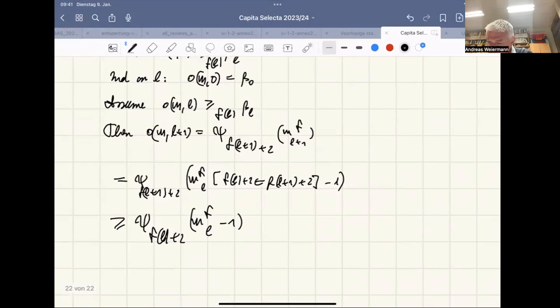Now, what happens if this number is equal to this number? Well, then I don't do any base change at all. This number will be this number. And if f of L is the same as f of L plus 1, so in both cases, we have this inequality. That's fine.